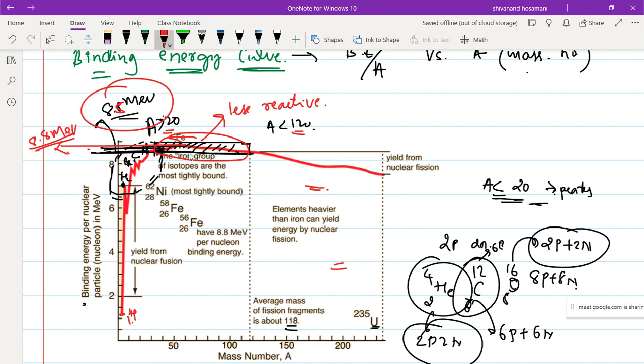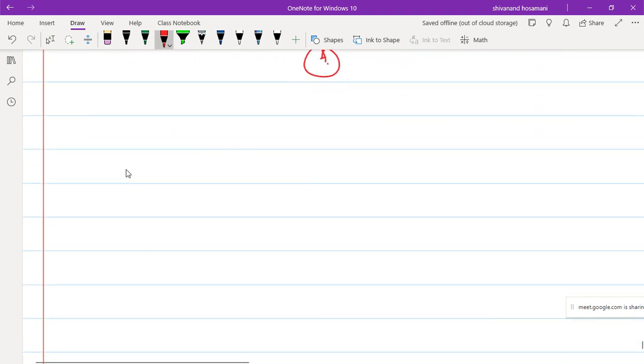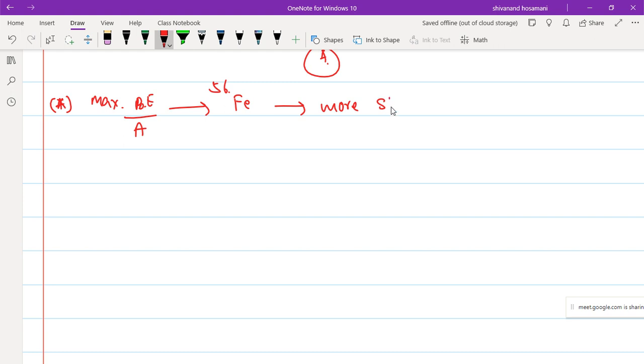So maximum binding energy per nucleon is for iron 56. Iron 56 is more stable than any other element. It doesn't mean that it is not reactive. It reacts with a limited number of nuclei. So its energy is defined as 8.8 mega electron volt.